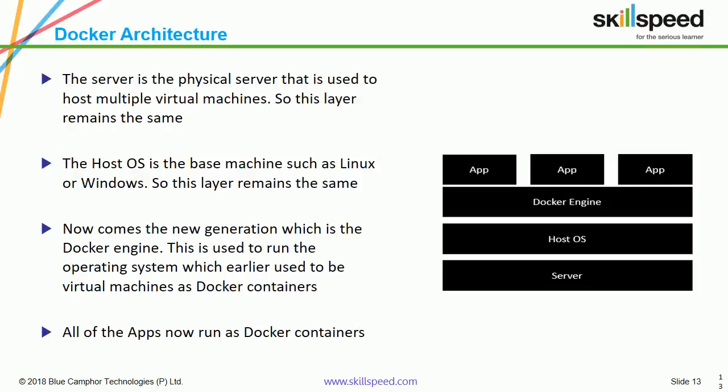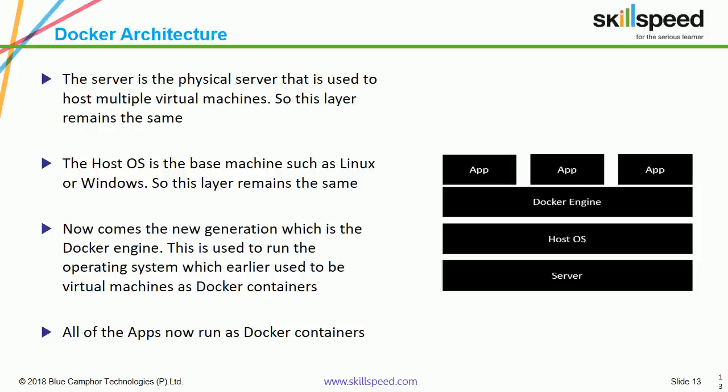Here is a brief look at the architecture of Docker. We are going to talk about this in detail in future lessons, but let's take a brief high-level overview of how exactly the Docker architecture looks. You have a server at the bottom, which is typically a physical server, which used to host multiple virtual machines. And of course, that layer remains the same. You do need hardware, right? Without hardware, you can't run your workloads. After that, you have the host OS, which is typically Linux.